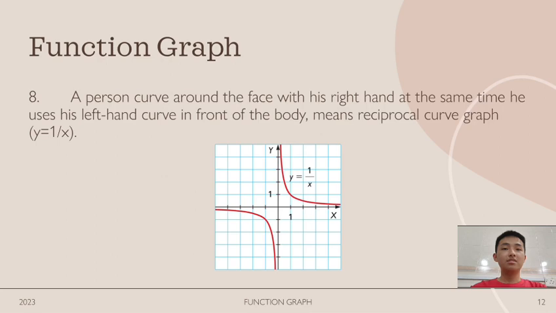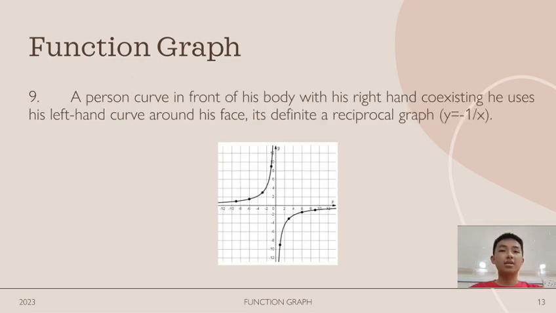The eighth method is a person curves around the face with his right hand, at the same time he uses his left hand to curve in front of the body. It means a reciprocal graph, y equals 1 over x. The ninth method is a person curves in front of his body with his right hand, while he uses his left hand to curve around his face. It means a reciprocal graph, y equals -1 over x.